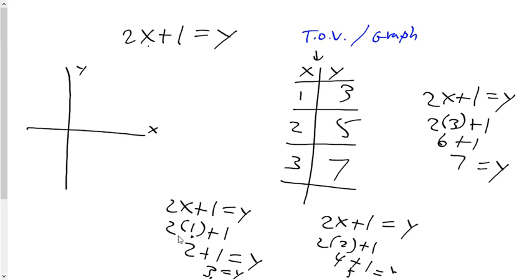Now we have to graph it. And our x-axis here, our range of numbers go from 1 to 3. So I'll just put 3 equally spaced lines there. And on my y-axis, the range of numbers goes up to 7. Now don't start at 3. What you want to do is start at 1. So 1, 2, 3, 4, 5, 6, 7.